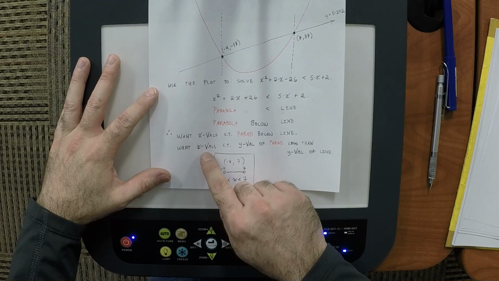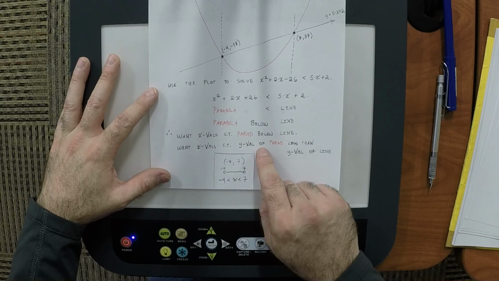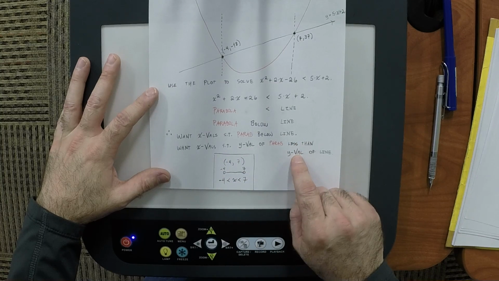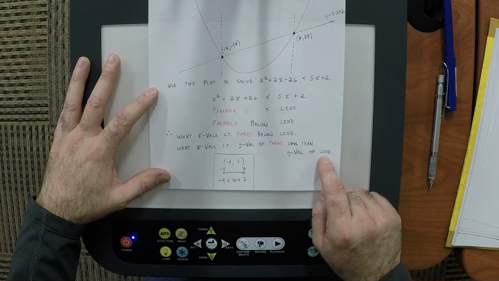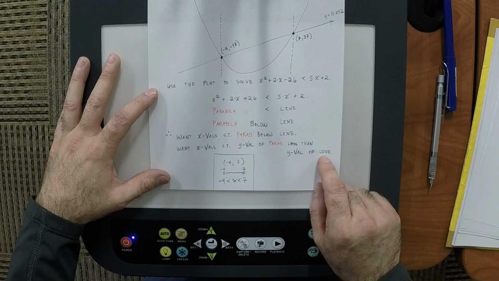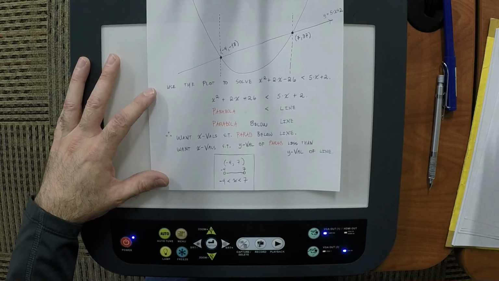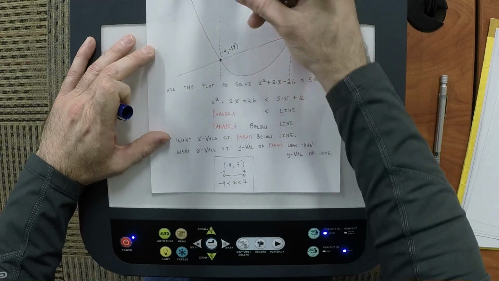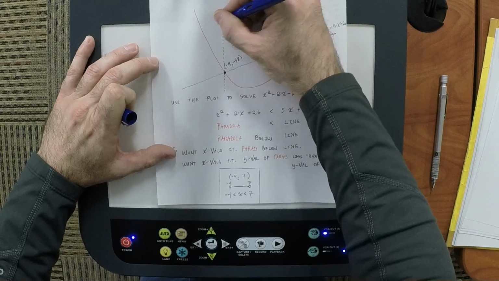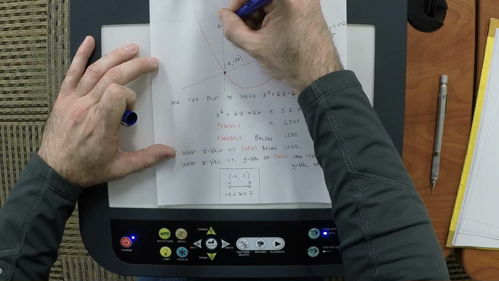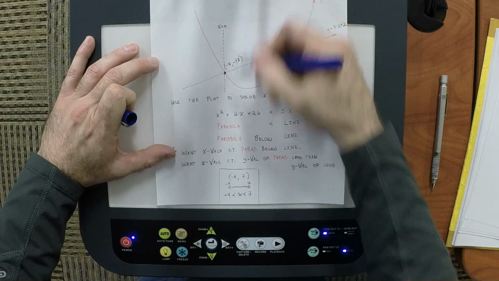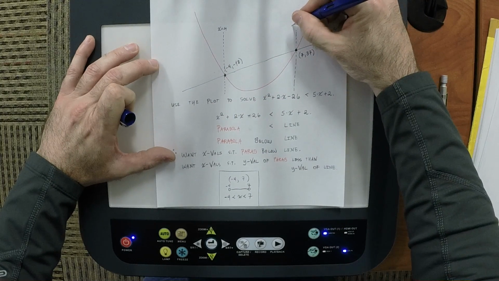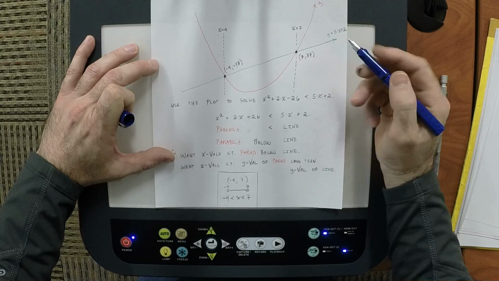Yes. We want the x values such that the y value of the parabola is less than the y value of the line. Do we get that from the diagram of the plot? How do we calculate the values? Well, from this intersection, this is exactly x equal to -4. Everything on that line is x equal to -4. And everything on this line is x equal to 7.